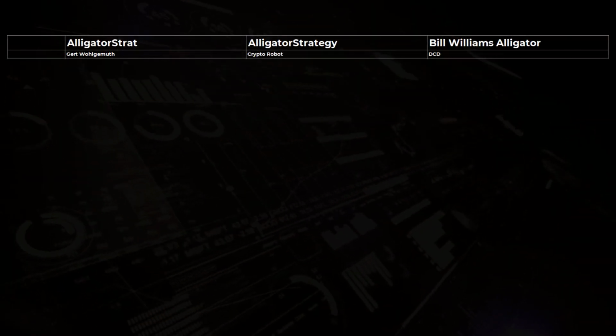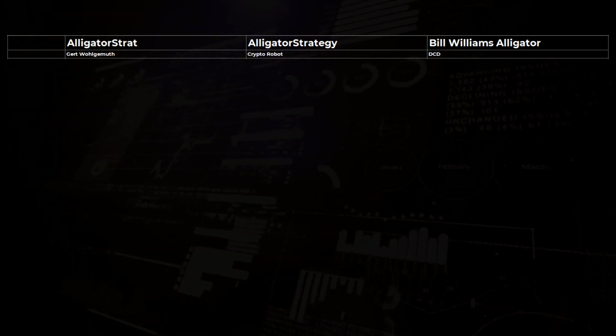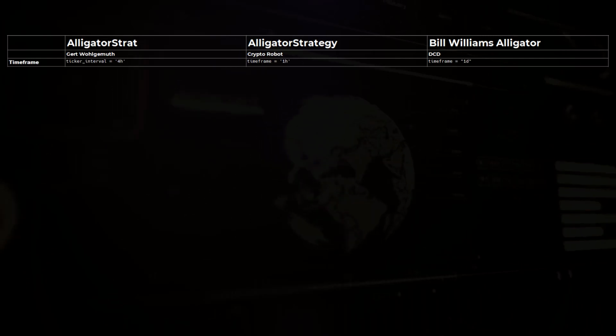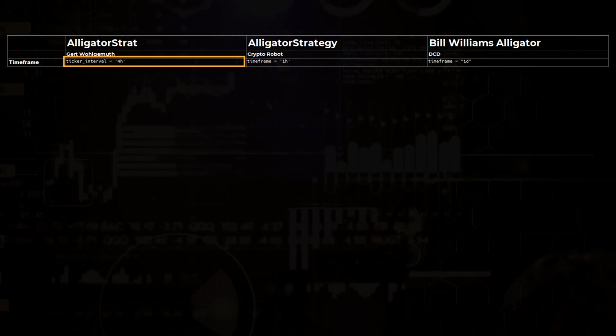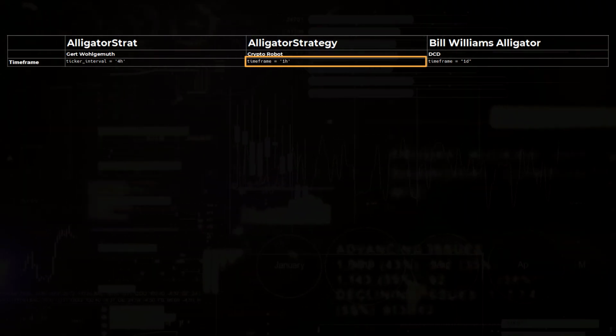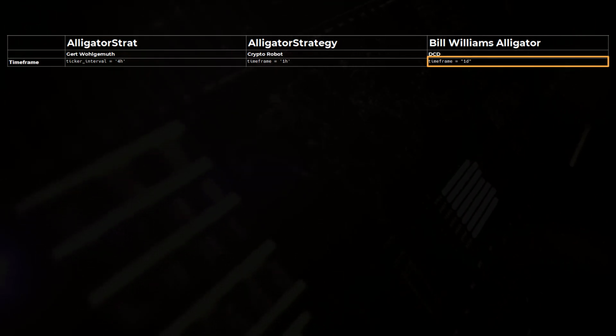First of all, they are all spot trading strategy types. In other words, they only do long trades. The default settings for the tested strategies are as follows. The alligator strat has a ticker interval of 4 hours. The alligator strategy has a time frame of 1 hour. And the Williams alligator strategy has a time frame of 1 day.